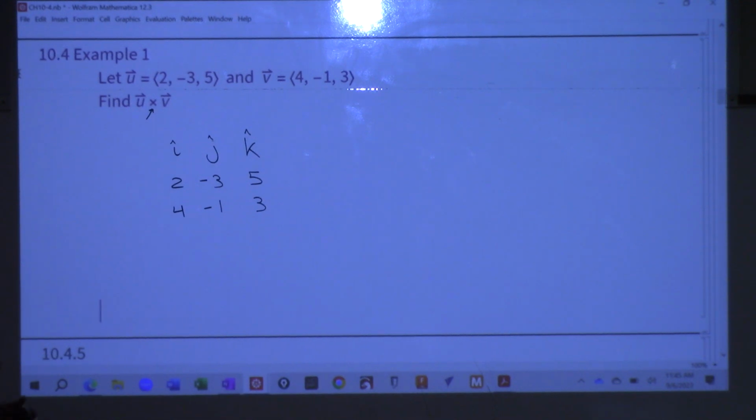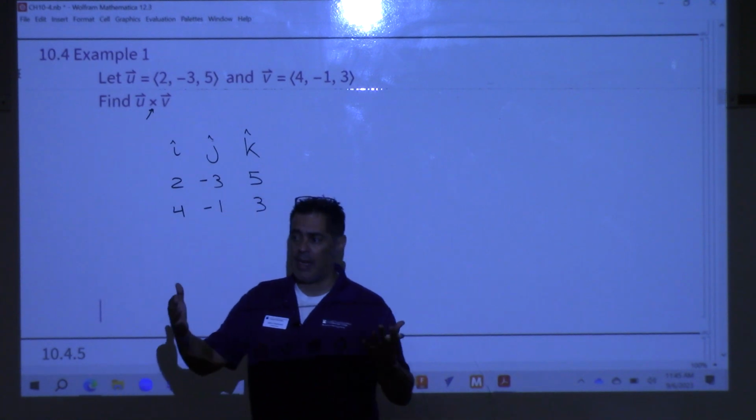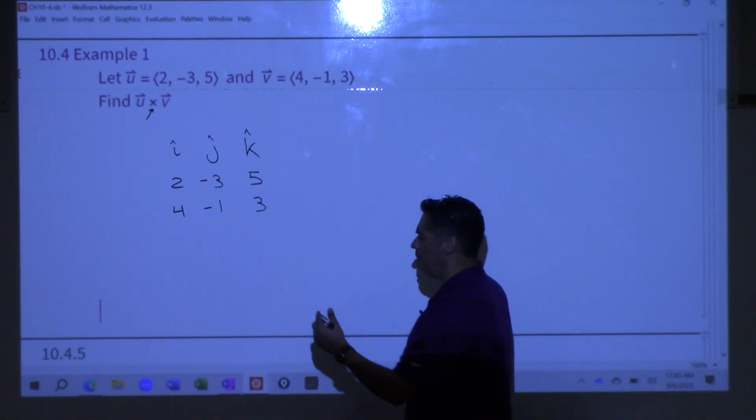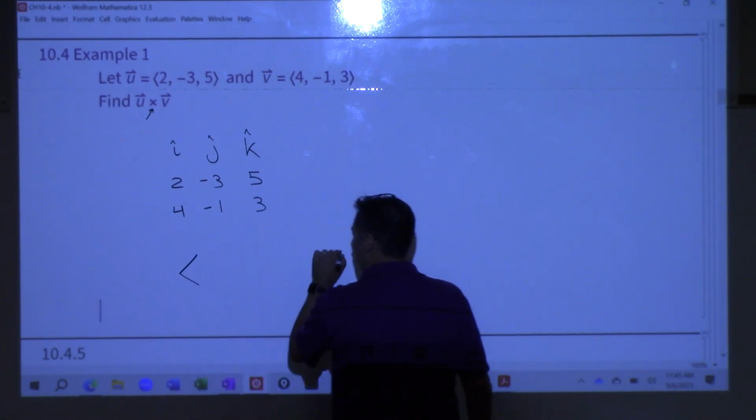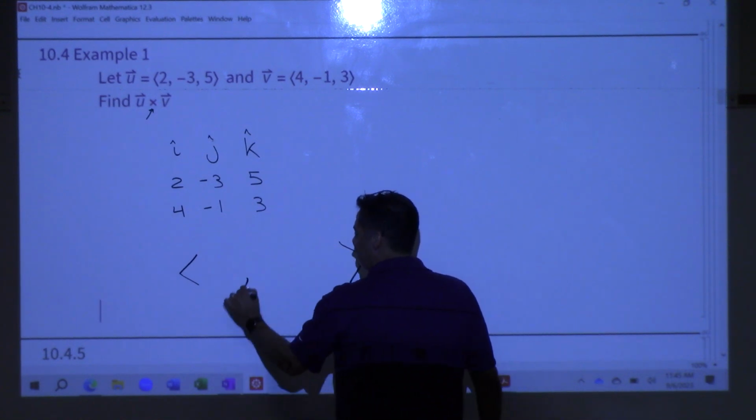So the way that I like to show it is this. We're going to first figure out, our answer is going to be a vector. It's going to be in three-dimensional space. I'm just going to put that vector right here. This is going to be our answer. I'm going to go back to the old school notation.